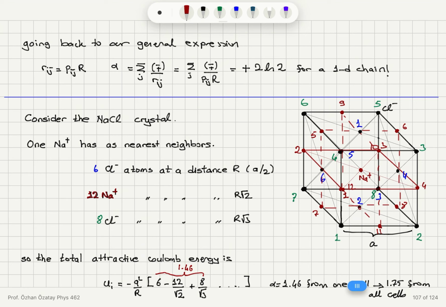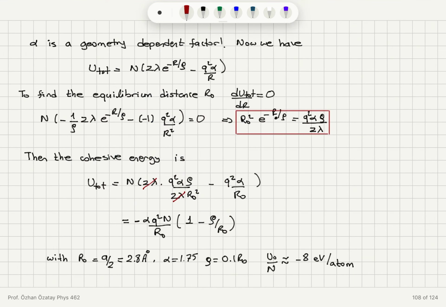So just this sum from the 3 nearest neighbors that are within this 1 unit cell gives me a factor of 1.46. Because I have introduced this minus sign here, what I have in parentheses is the Madelung constant. So that is 1.46 from 1 cell. If you were to calculate it from all cells, you will obtain 1.75. So that's already quite close to the correct answer.